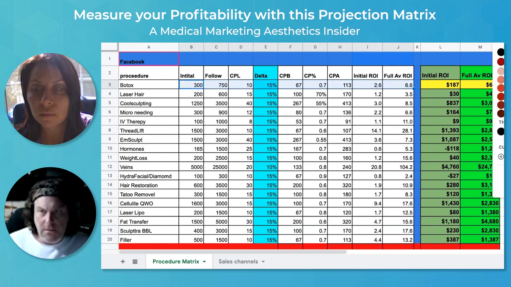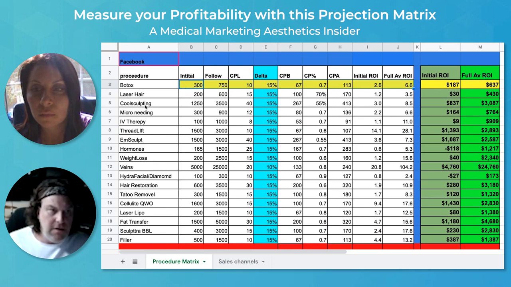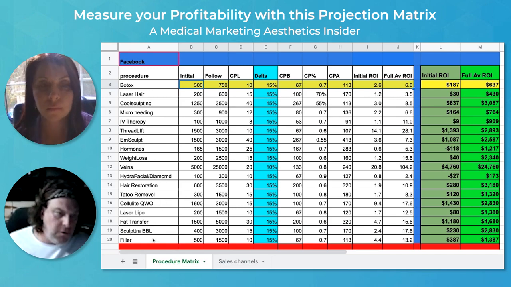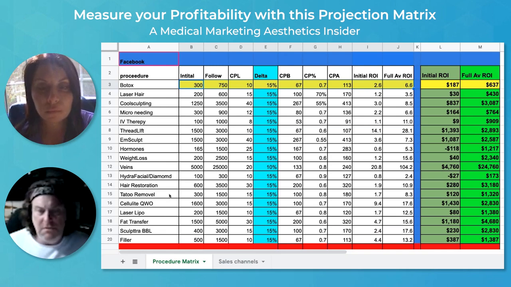And this entire document has everything: laser hair, CoolSculpting, microneedling, IV, thread lift, M-sculpt, hormones, weight loss, veins, HydraFacial, hair restoration, tattoo, cellulite, laser lipo, fat transfer, sculpture, filler. And there's obviously more than this, but these are the common ones. And I'd like to take another example, which I think is super, super cool right now. Let's talk about thread lifts and why it's a great place to be in thread lifts.